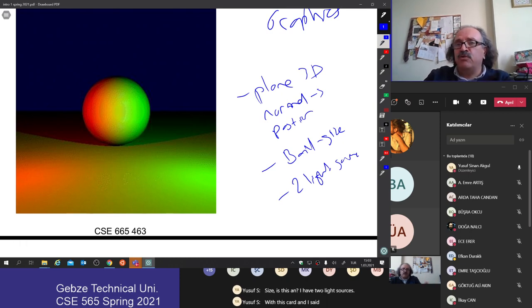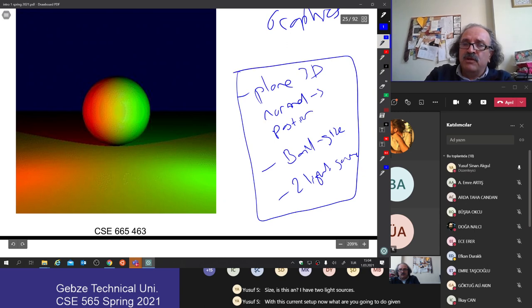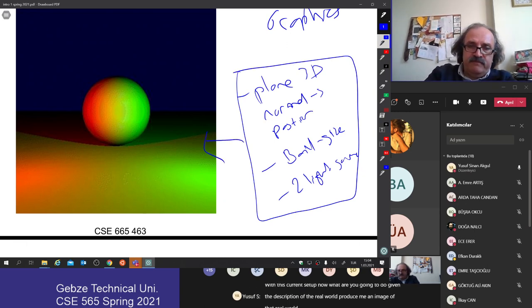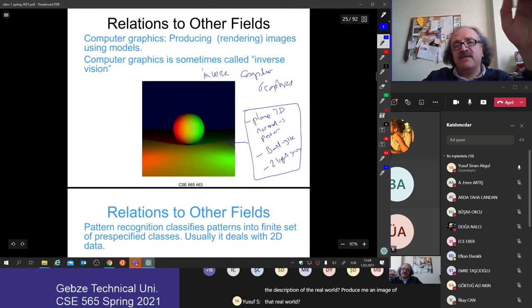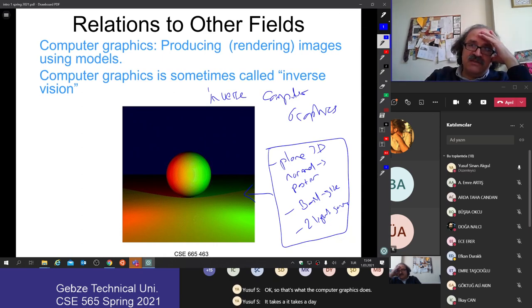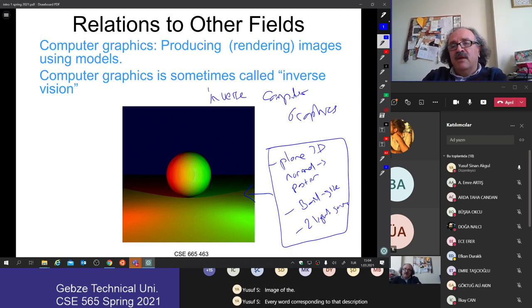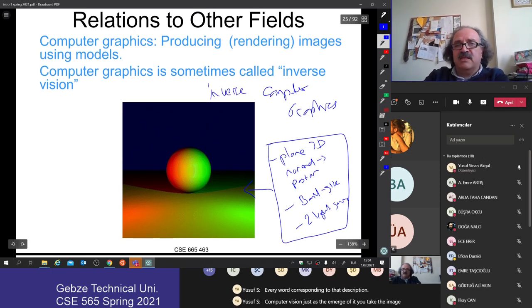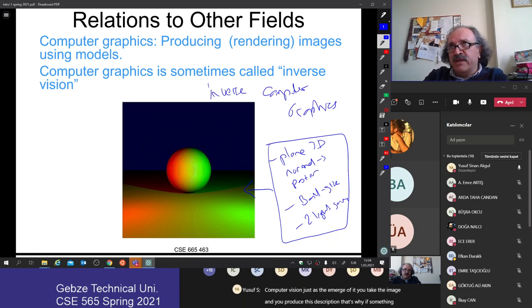Now, what are you going to do? Given the description of the real world, produce me an image of that real world. That's what computer graphics does. It takes a description of the real world objects, and it produces the image of the real world corresponding to that description. Computer vision just does the inverse of it. You take the image and you produce this description. If something is the inverse of the other, that means that these two are very, very related.